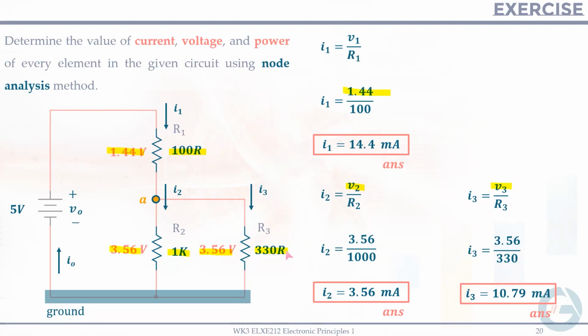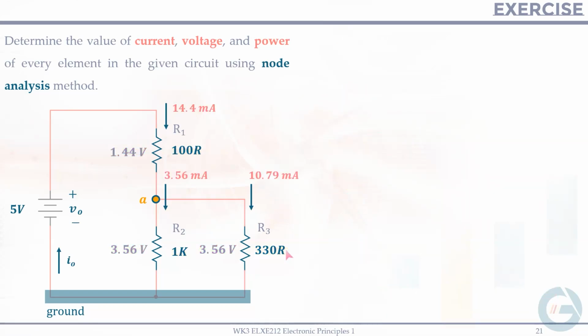And the next one is the power. Of course, we'll be using V1 times I1. So we have now our current and voltages. So for P1, simply multiply 1.44 by 14.4 milliampere, and that will give us 20.74 milliwatt.